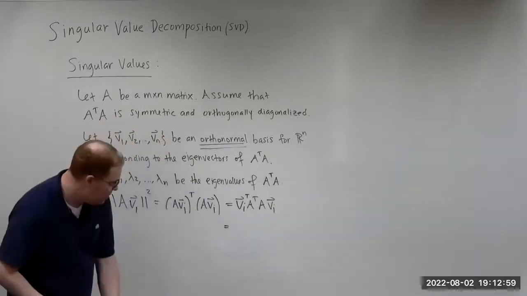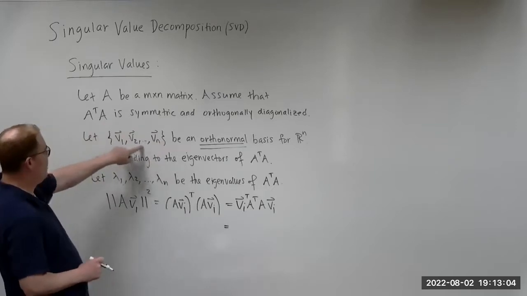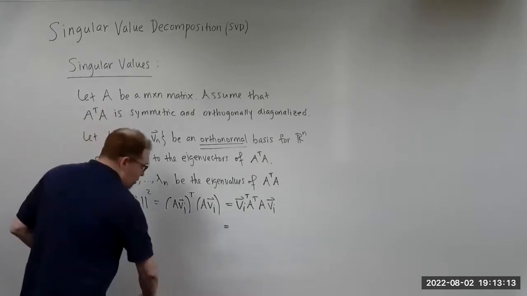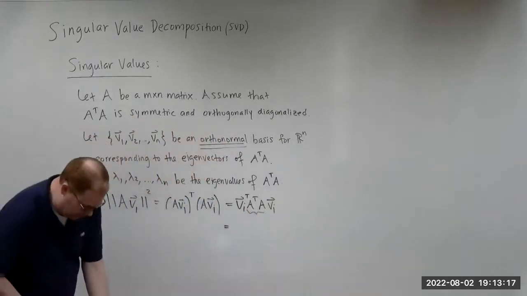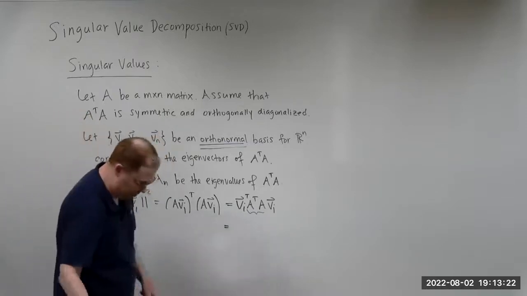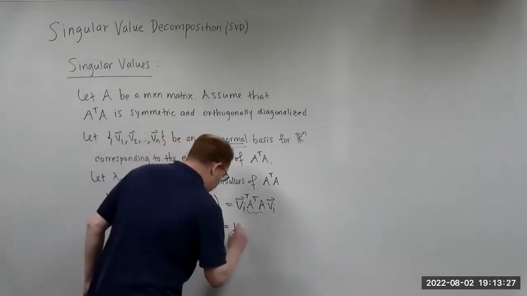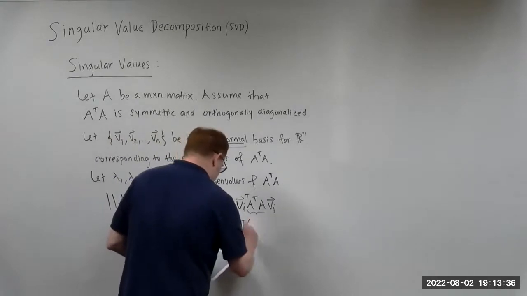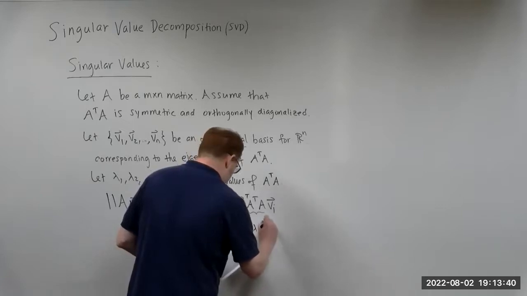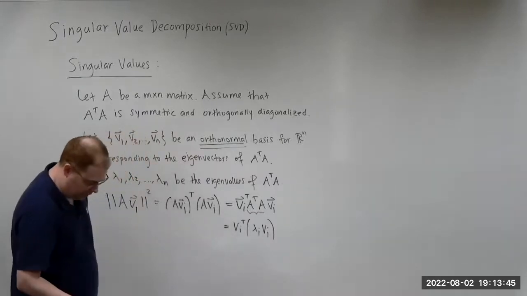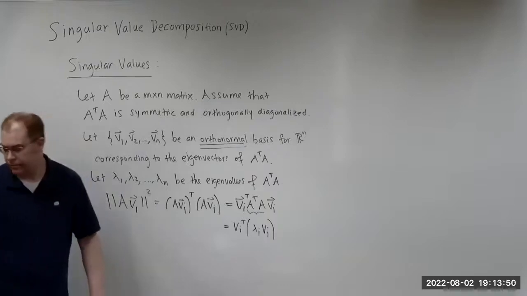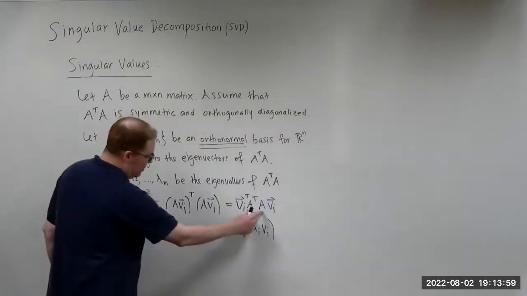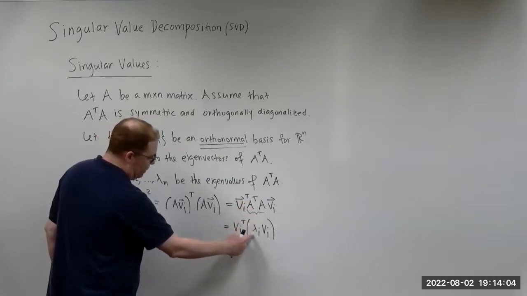Okay, so remember that A transpose A, these eigenvectors are coming from this matrix. Not from A, but from A transpose A. So for this part, you're going to have this: V_i transpose times lambda V_i. Again, we have the matrix and there's a corresponding eigenvalue here.